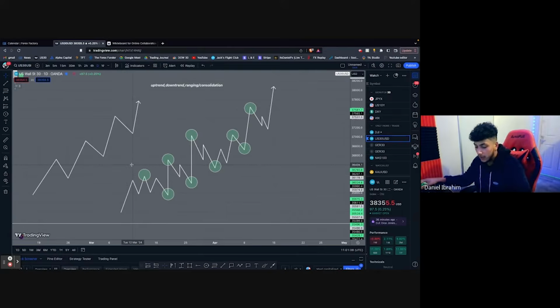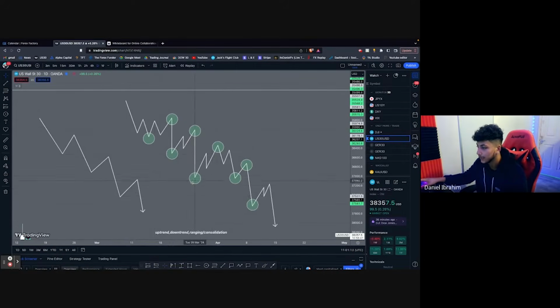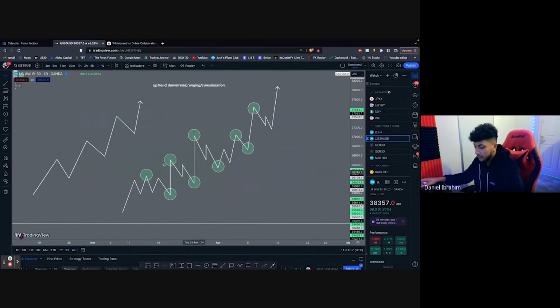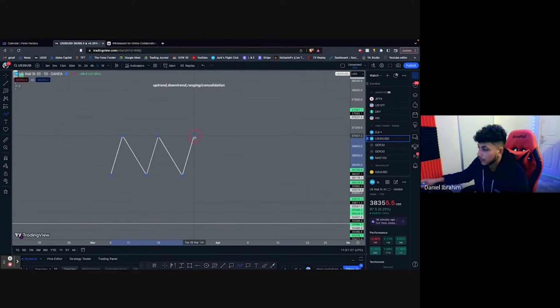Now, again, the same concept applies vice versa, just to make it clear. Obviously, the same concept would be in a downtrend as well. Nice. Now, equally, a consolidation or a ranging market is when price is moving sideways and is failing to break highs and failing to break lows like this.